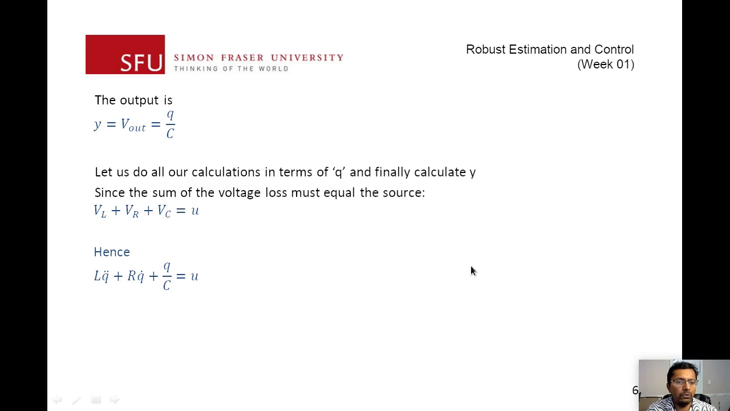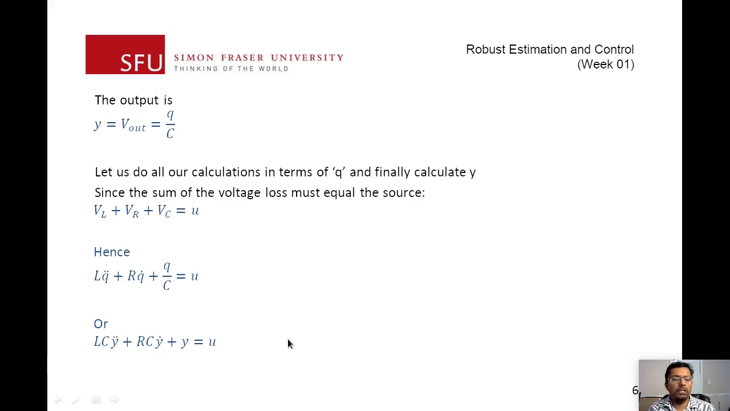So what we can then do is substitute for our Y, where Q over C is Y from here. If we substitute Q over C as Y, then Q dot is going to be C Y dot, and Q double dot is going to be C Y double dot, and then we get this term over here.